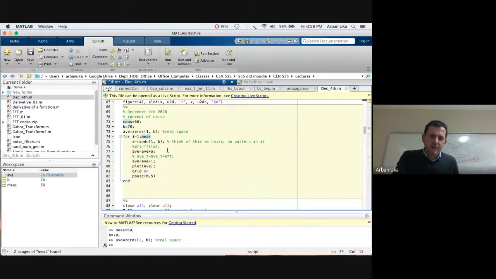Okay, vazhdojmë atëherë. Okay, so it looks like we set a certain number of measurements, and what we can do here is that apparently we can generate a random number. So let's see what this can produce. This is just a shift F7.